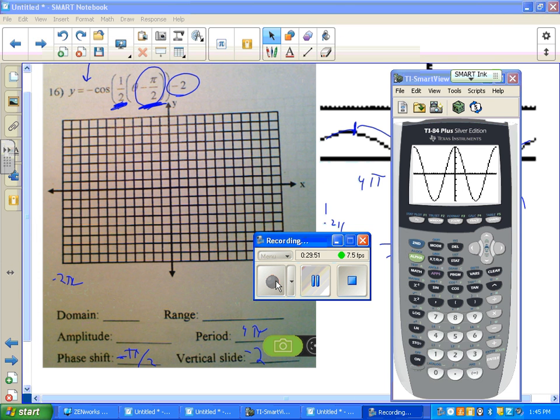So I just threw the cosine wave up here, and we see that one full wave is through 2 pi. 2 waves are through 4 pi. So the period is 4 pi.